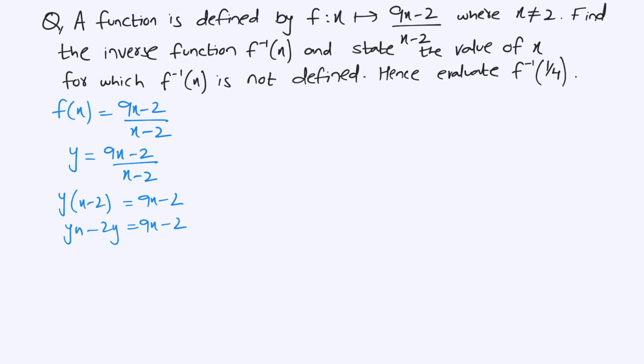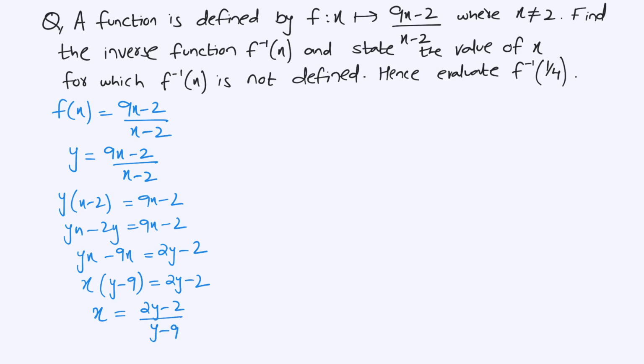Have all the x terms on one side. So you get yx minus 9x equals 2y minus 2. Now you need to make x the subject, so you need to have x common out. Okay, and when you make x the subject, you get 2y minus 2 over y minus 9.